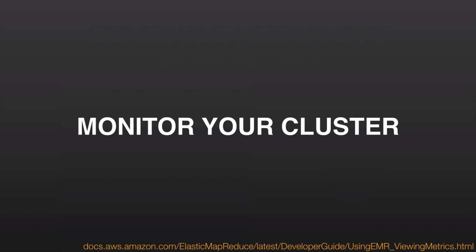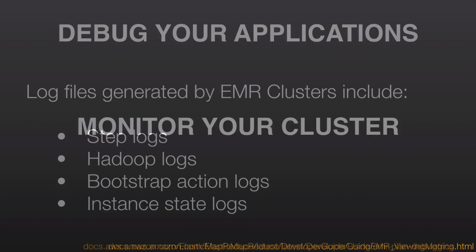EMR metrics within CloudWatch, the AWS metrics service, such as things like the average number of running map and reduce tasks, and you can set alarms on these metrics as well. Full details on viewing metrics within CloudWatch and the specific EMR metrics that are available to you are at the URL that you can see on the bottom of this slide about monitoring your cluster.